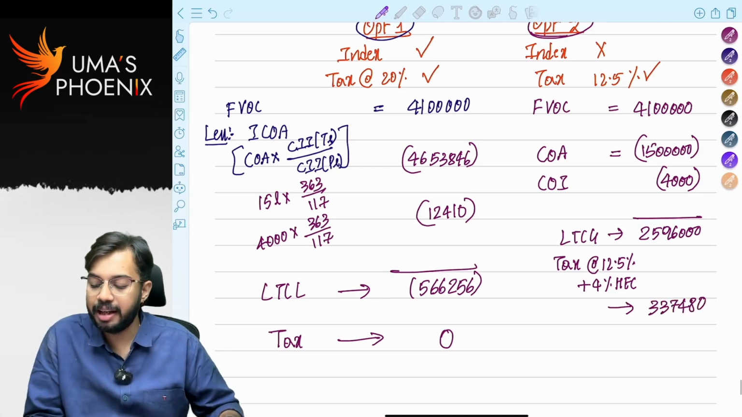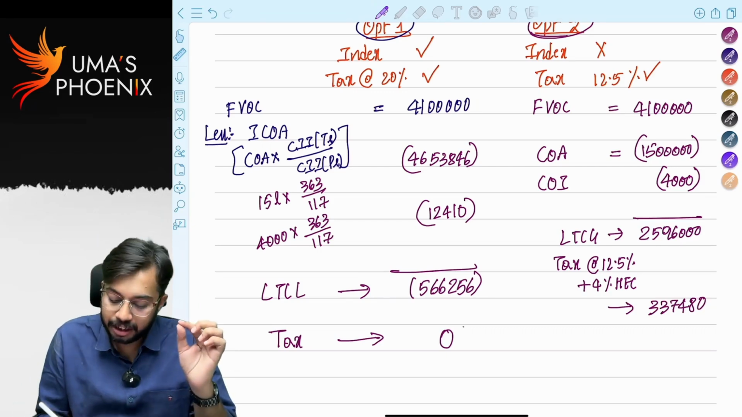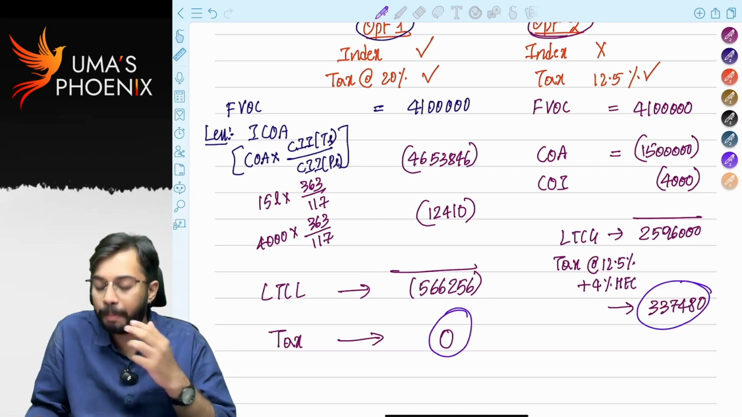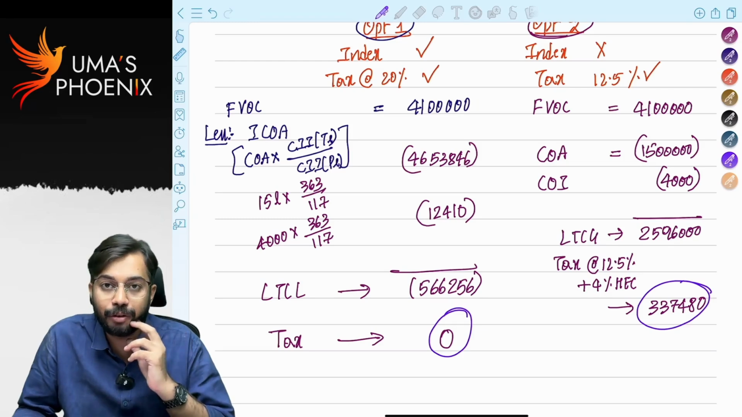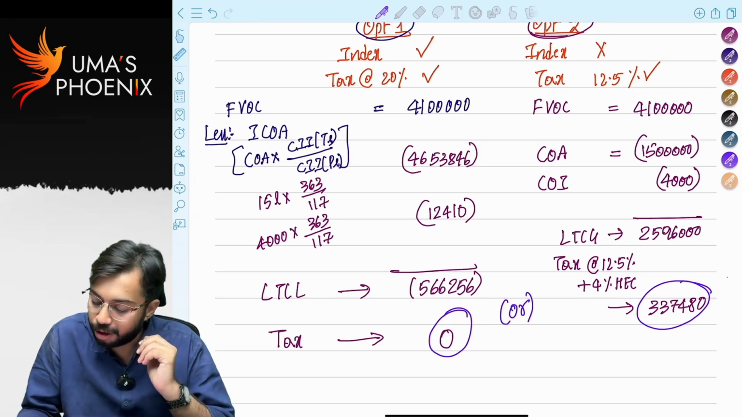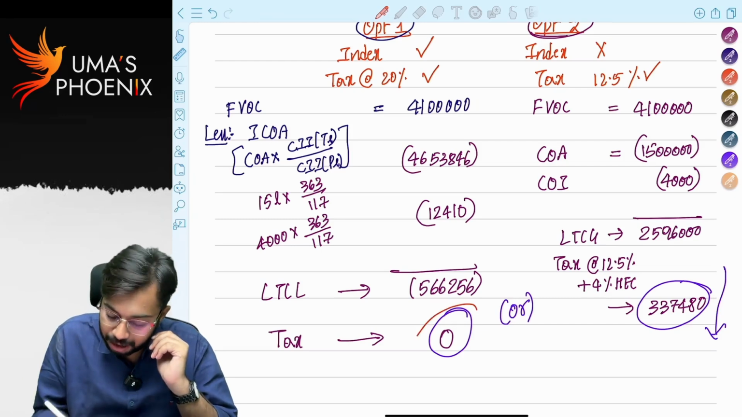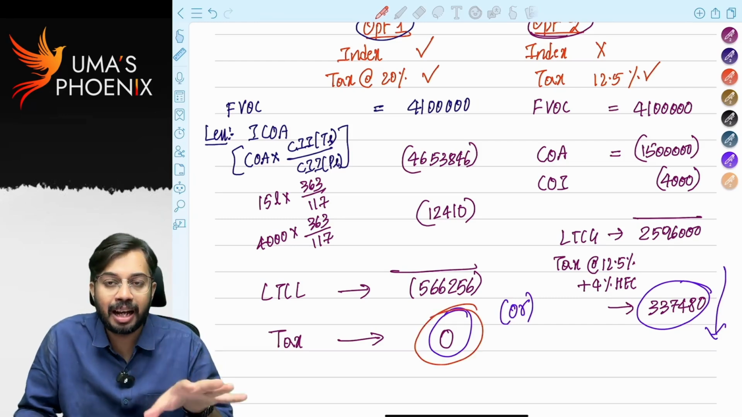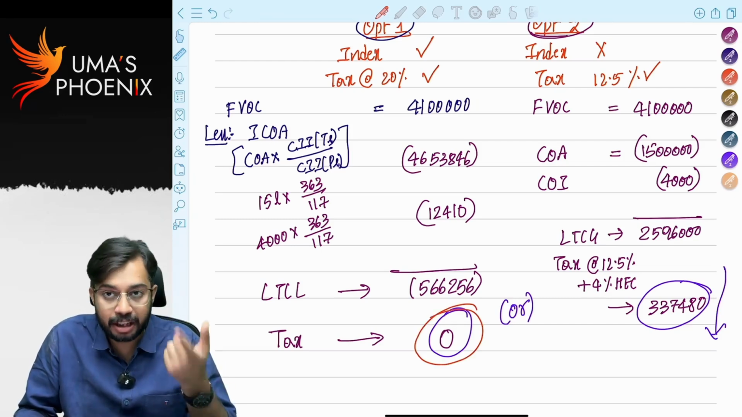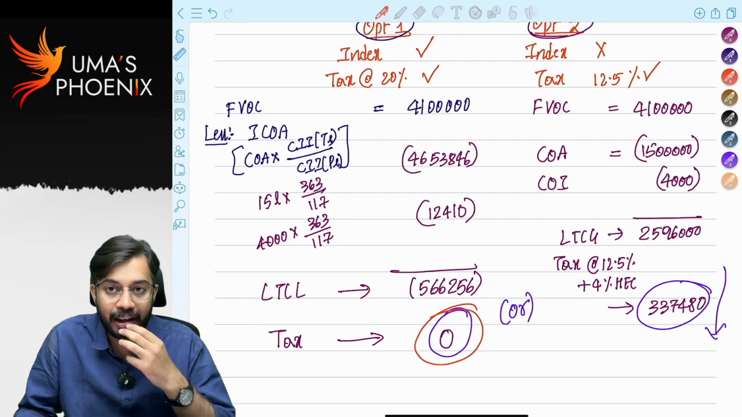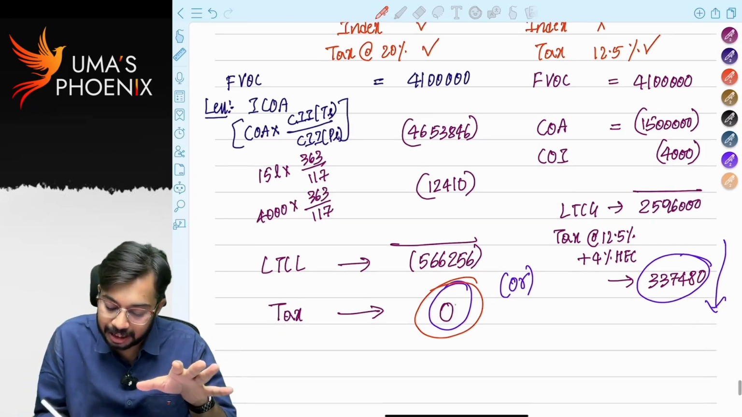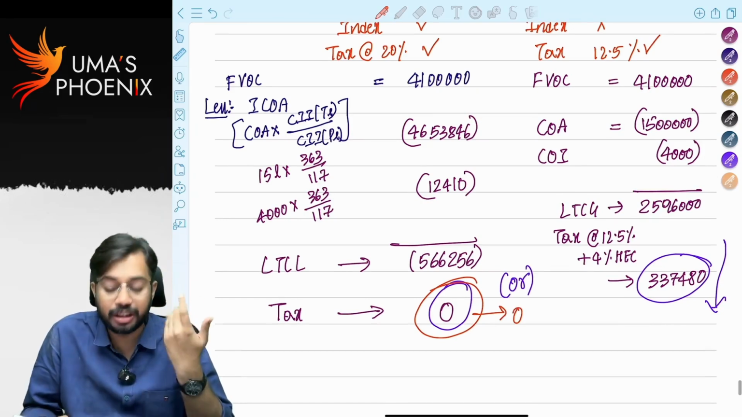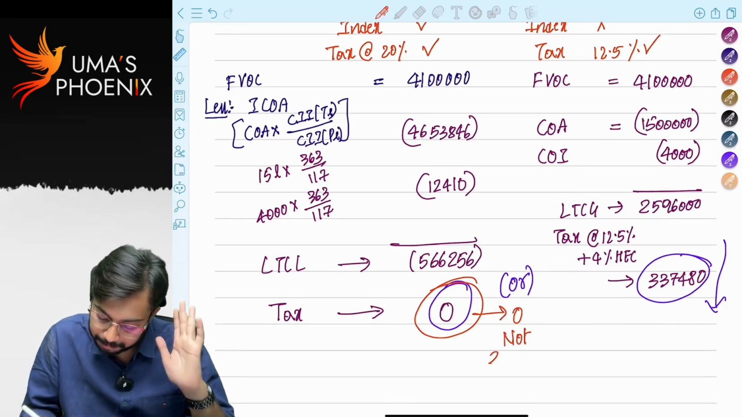Tell me, is it better to pay zero tax or to pay tax of 3 lakh 37,480? Out of these two, which is lower? The lower one is tax of 0. So we will ask the assessee to take indexation benefit and calculate tax at the rate of 20%. In that case, the tax amount is 0. He is not required to pay tax.